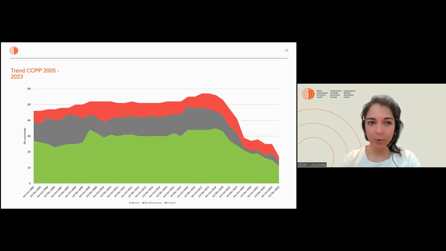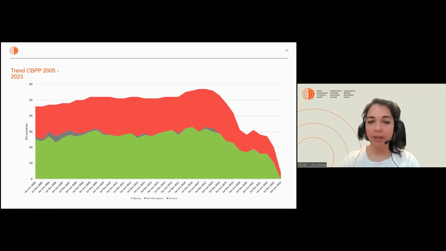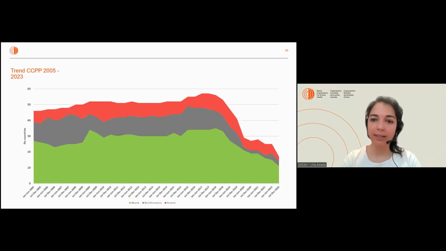The same trend for CCPP. So what we see from these two trends is that in terms of number of countries, there's no very big change that we can identify from the trends over time.